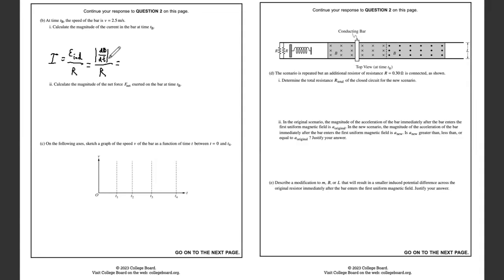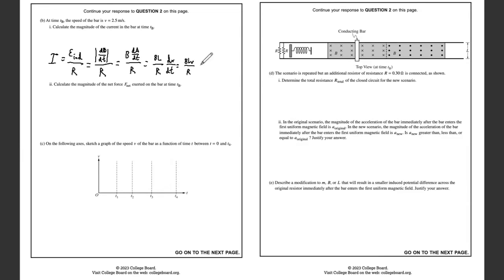Well, the magnetic field is constant, and we know that flux is going to be equal to, in this case, just B times the area of the loop. So this is going to be B dA/dt over R. Now the area carved out by the loop is going to be the x-coordinate, which is changing as time goes on, times the length of the bar. So this is going to be BL over R times dx/dt. As you might expect, the derivative of position with respect to time will be velocity. So we get BLv over R.